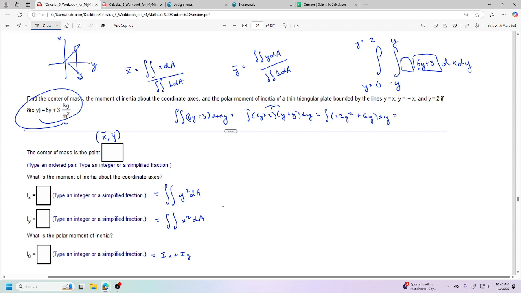Integrating that, divide by 3, so we get a 4y cubed. Here, divide by the 2, we get a 3y squared from 0 to 2. The 0 obviously cancels. 8 times 4 is 32. 4 times 3 is 12. 44 is not the answer, but it's one of our 5 answers.